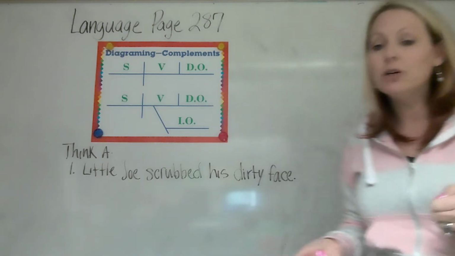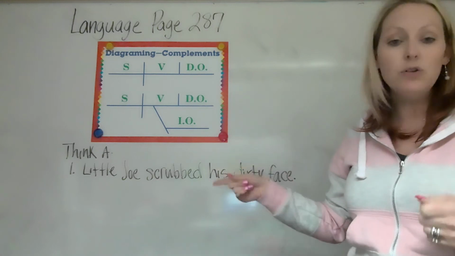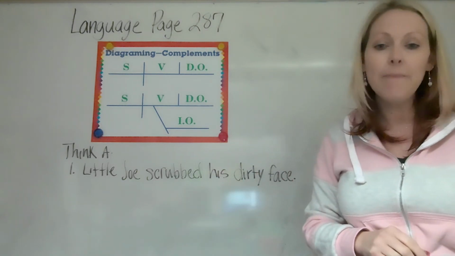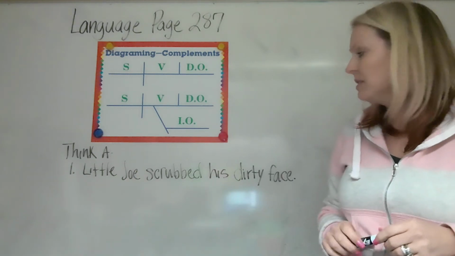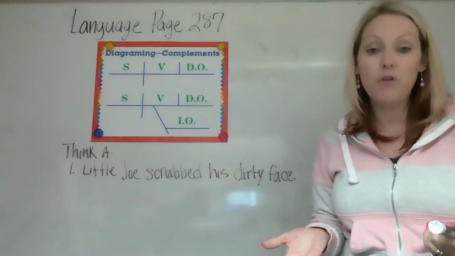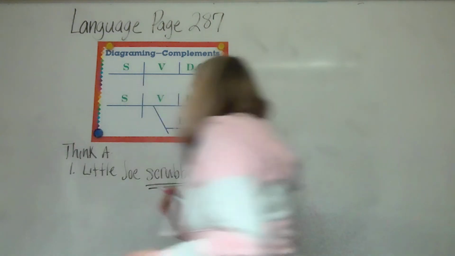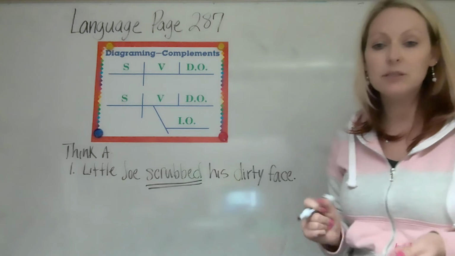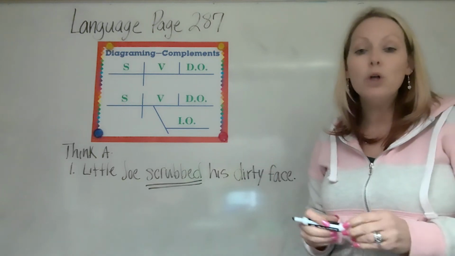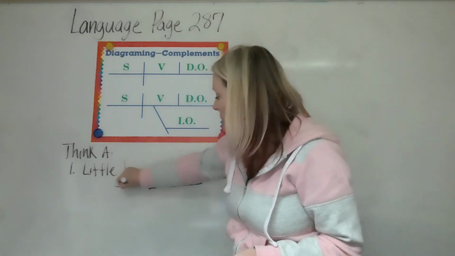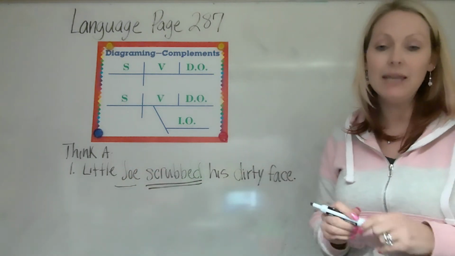So let's take a look at number 1, and it says, little Joe scrubbed his dirty face, okay? So little Joe scrubbed his dirty face. What would be our verb? Scrubbed, right? So we're going to double underline scrubbed. Then, well, who did the scrubbing, right? Okay, that would be Joe. That is our subject, right?